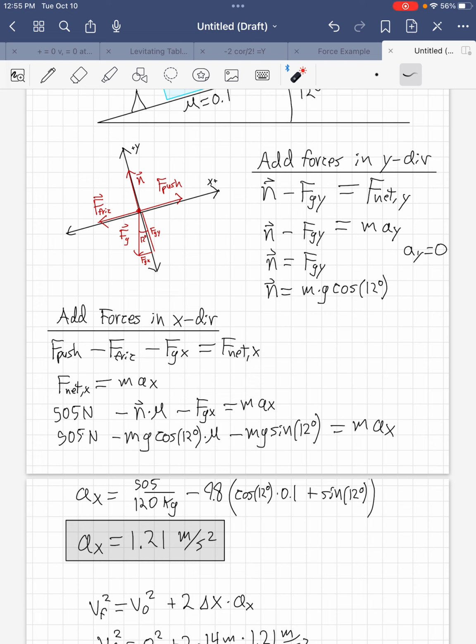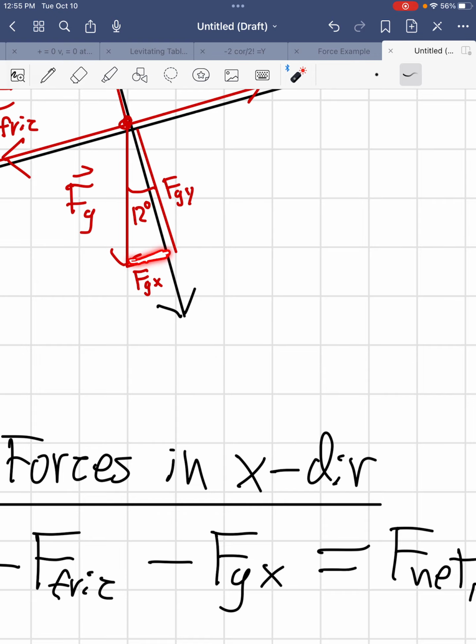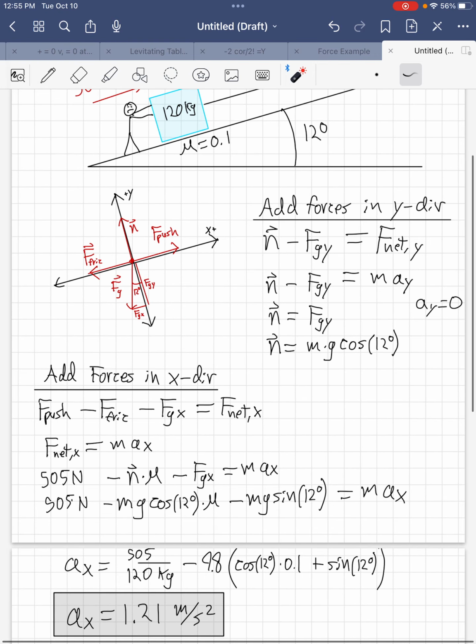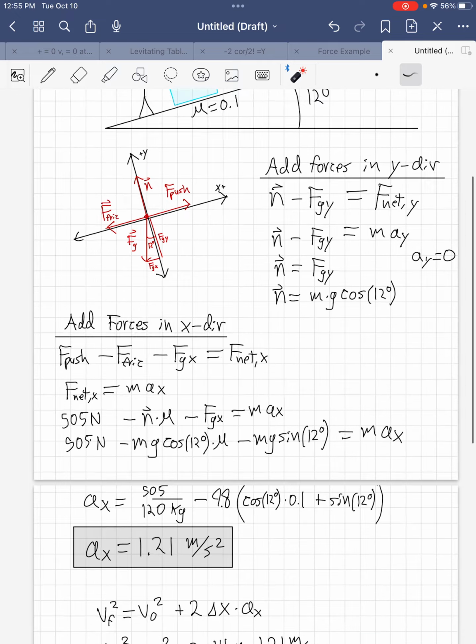All right, and then we can just plug in our numbers. Our push force is 505 newtons. The friction force is the normal force times the coefficient of friction, and we solved for the normal force up there. And then we have our x component of gravity. Our x component of gravity is opposite that 12 degrees, so it'll be sine of 12 degrees times the magnitude of the gravitational force, which is just mg. So all of those together are going to equal mass times acceleration in the x direction.